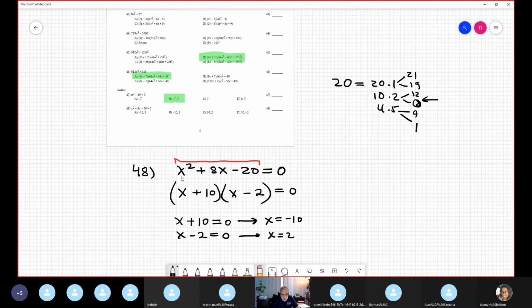And one shortcut is, the signs of the solution are always opposite to the factorization. In the factorization you see positive 10, and in the solution you see negative 10. In the factorization you see negative 2, and in the solution you see positive 2. It's obvious, right? And the answer is obviously A. Negative 10 and positive 2. Any question, guys? No?